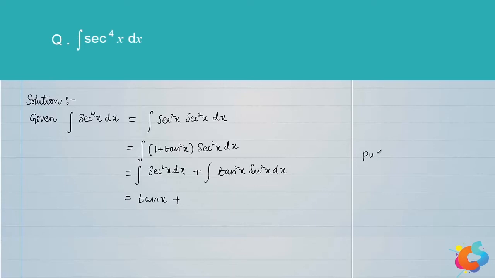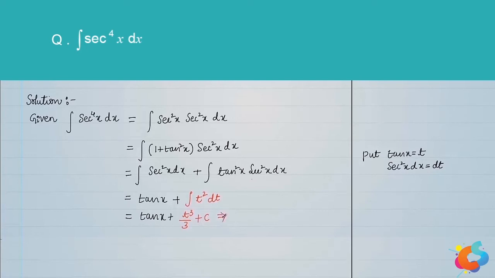if you put tan x is equal to t, we will get secant square x into dx as dt, so that this reduces to t square into dt. Tan x is t, so tan square x is t square, and secant square x dx becomes dt. This is equal to tan x plus integration of t square, which is t cube by 3, followed by the constant c.